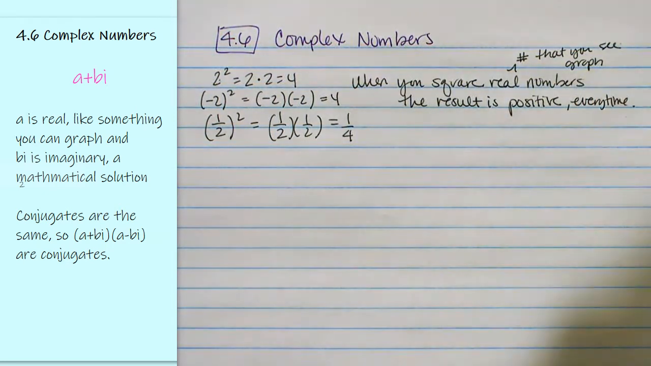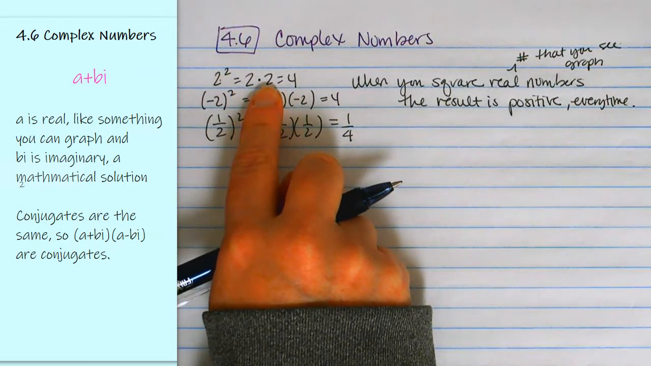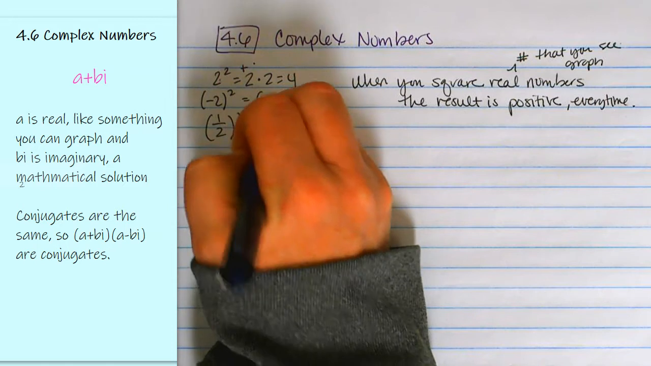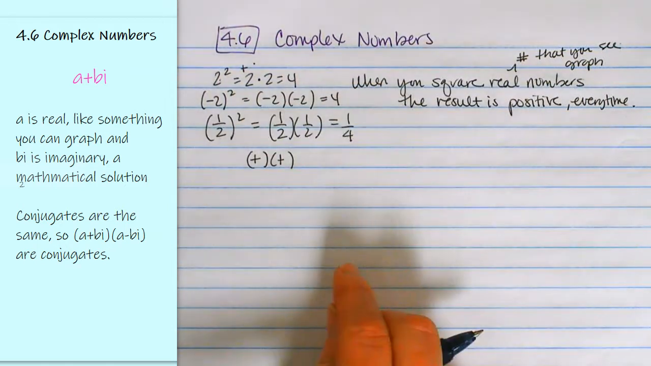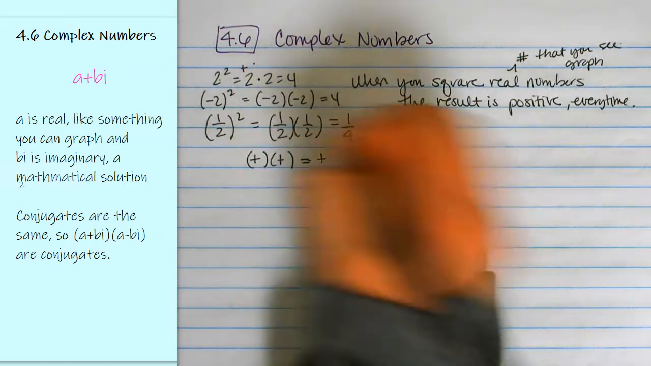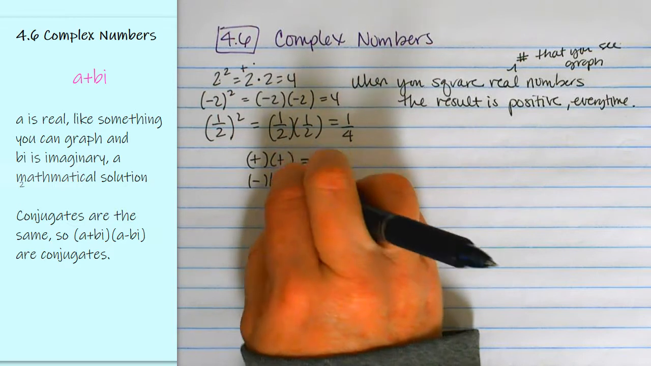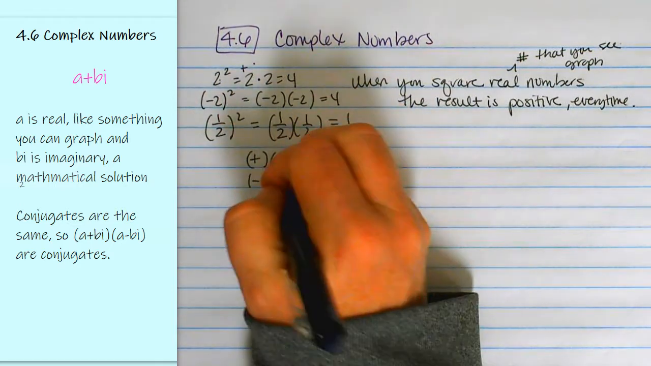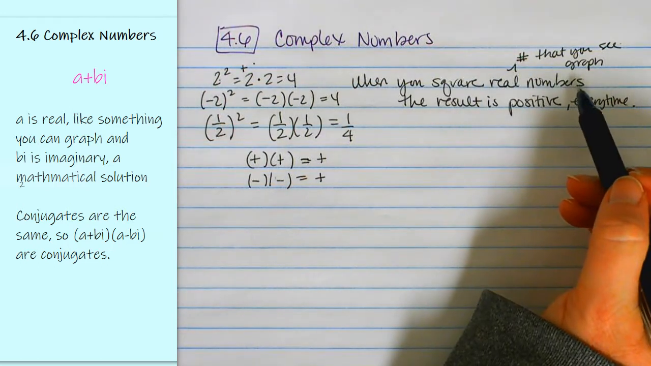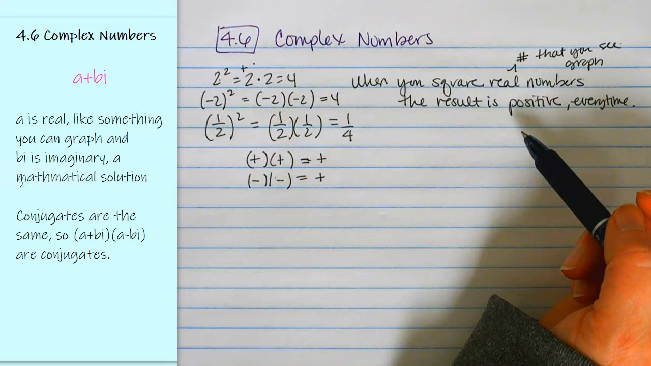And why is that? Because when you square something, you write it down twice. Two of them, whether they're positive, we'll write it right here. Positive times positive, if it's the same number, they have the same sign, that's going to be a positive number. If you multiply a negative number times a negative number, that's also a positive number. So when you square real numbers, meaning you have two of the identical thing, the result is positive every time.